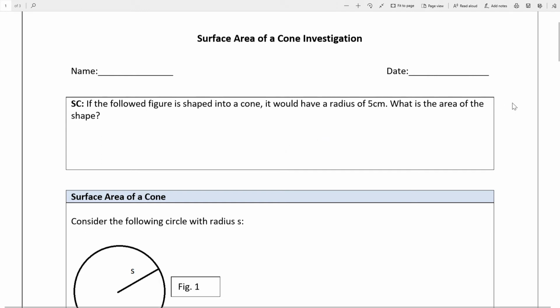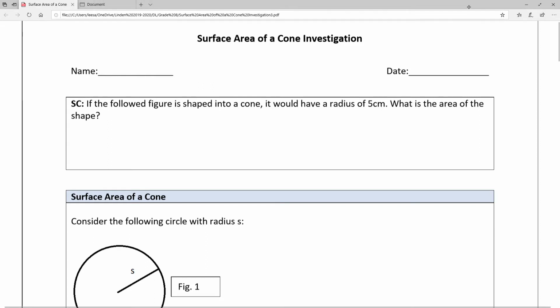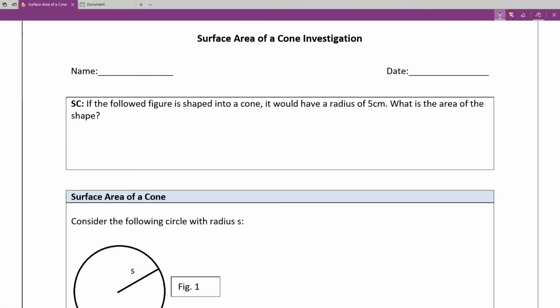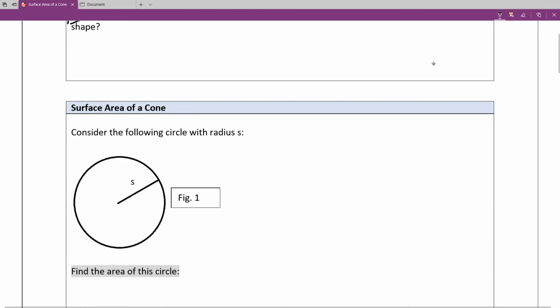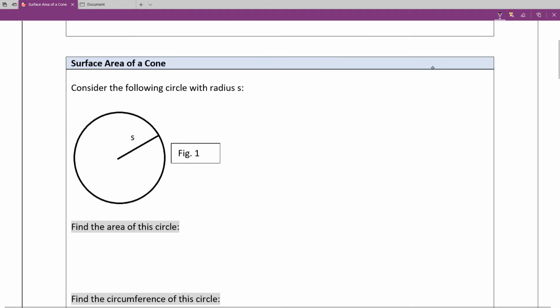Hello everybody. In this video we're going to cover the derivation for the surface area of a cone. If you're able to follow the lesson, you should be able to complete this success criteria question at the end of the video. So try that at the end. So let's get started.